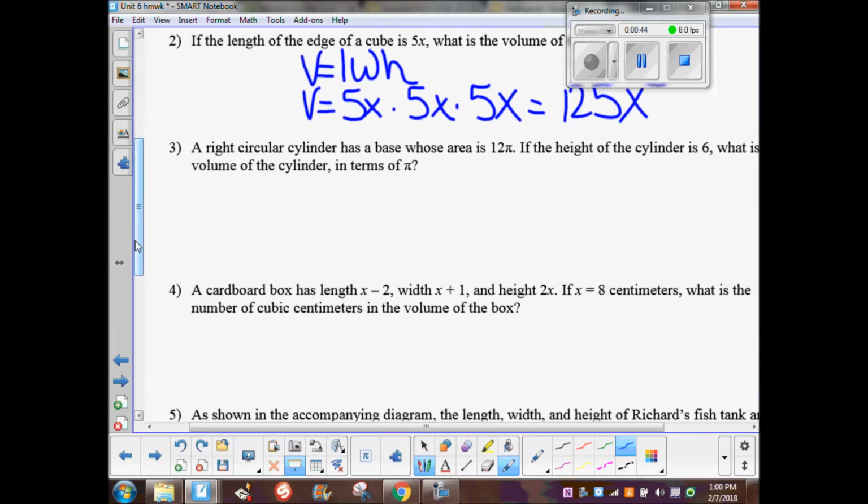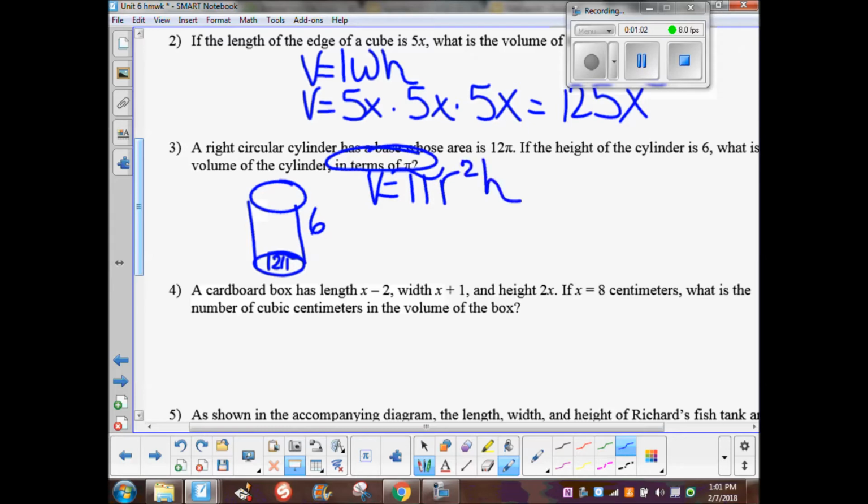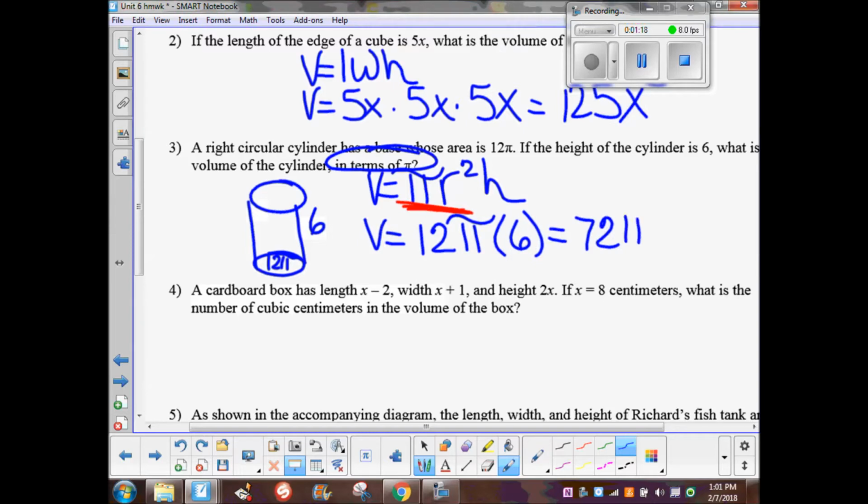A right circular cylinder has a base area of 12 pi. The height is 6, and they want it in terms of pi. So the formula is pi r squared h. The key with this one is they gave you that pi r squared, the base, is 12 pi. So what I underlined in red, you're going to put 12 pi in there times the height. So that becomes 72 pi in terms of pi.